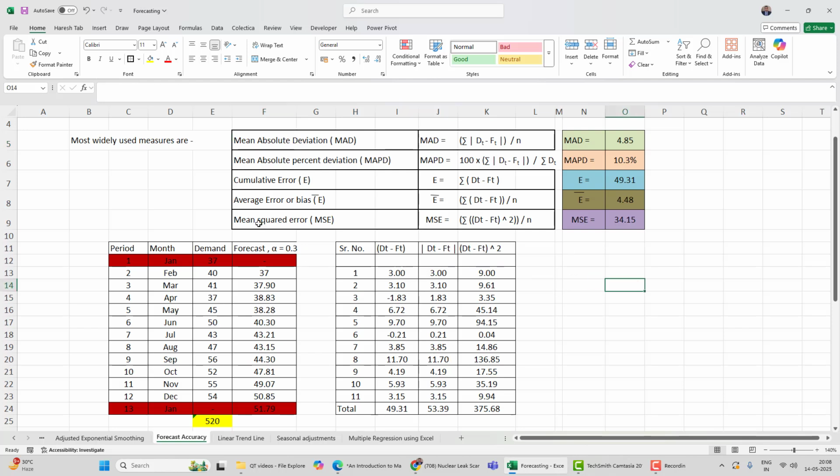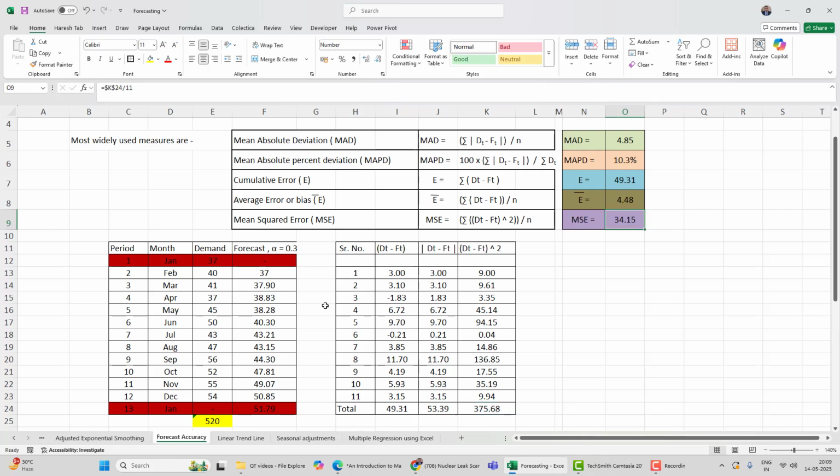Now the third column is the squared column, and hence the mean squared error is here. This is your MSE, which is nothing but the variance. How are we going to do this? We calculate the total, and this total divided by 11 gives me the MSE, the mean squared error.